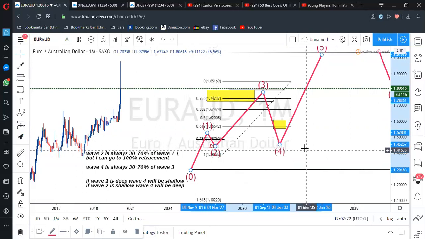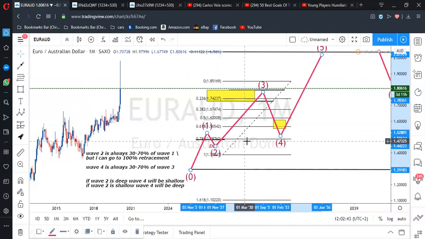Okay. It doesn't have to, it can't, in fact. That's another rule. This wave four cannot come and surpass the start of wave three, which is the bottom point of wave two. It can't surpass that. So in this case, this wave would probably end somewhere here.